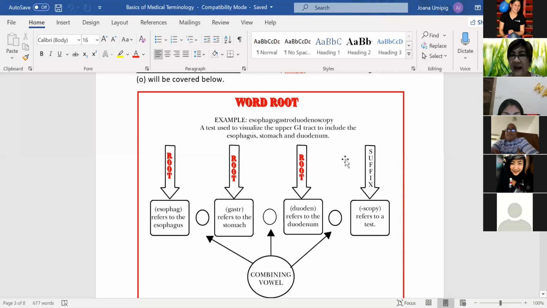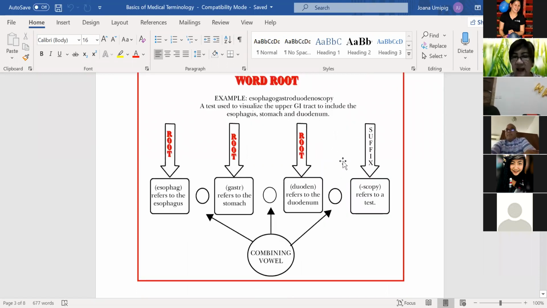Kinuha ko ito based doon sa nursing na fundamentals, doon sa basic na terminologies. So how they introduce the word root or the medical terminology for the nurses who are learning, yung mga student nurses or the student nursing aide as like you are. So bakit kanina sinabi nating root word? The root word itself is esophagus, yung esophag, okay, refers to the esophagus.